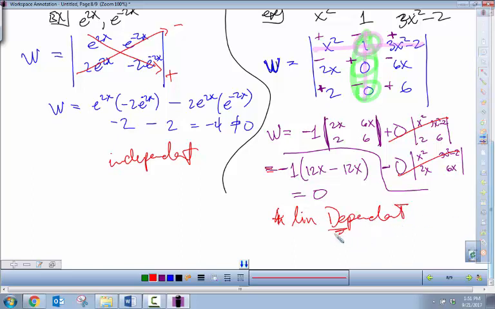So they're dependent because the Wronskian was equal to 0. All right? So most of the problems that we're going to be working with are 2x2 matrices, or we're dealing with two functions because we're solving second order differential equations. But if you ever have to check for 3x3, one way to do it is to expand your matrix like I did, or there are other methods of doing this, and I'm just going to ask you to just Google it.